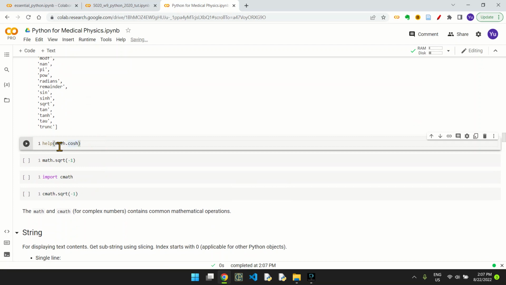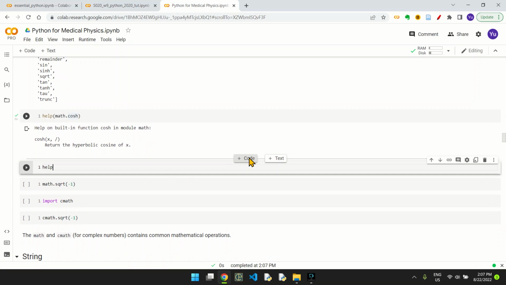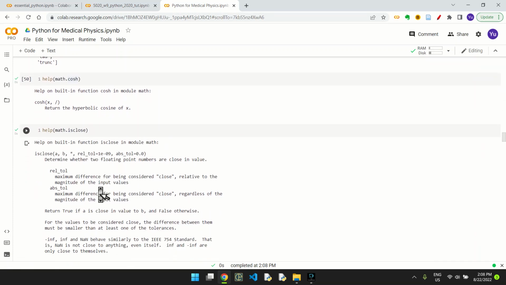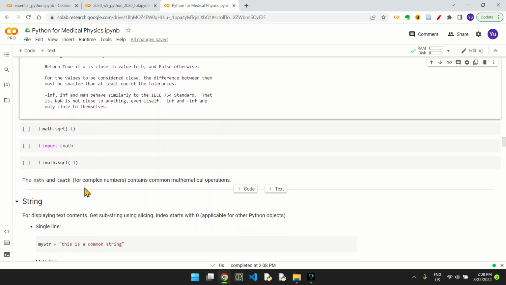For example, if we want to look at one of the functions, we can use help as we demonstrated. And we want to look at math.isclose. It will tell you it determines whether two floating point numbers are close in value. And you can see there's a relative tolerance and also an absolute tolerance. So you can set this tolerance. If you don't set it, it uses the default. If you set something, it will override the default and use that in the calculation. And a and b are just the two values you want to compare.